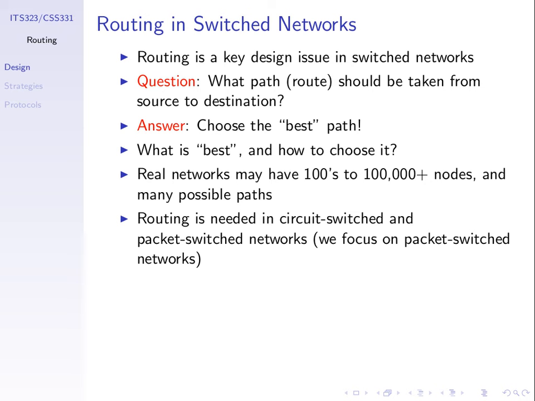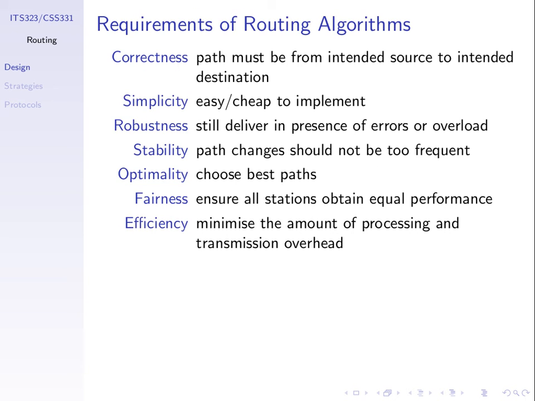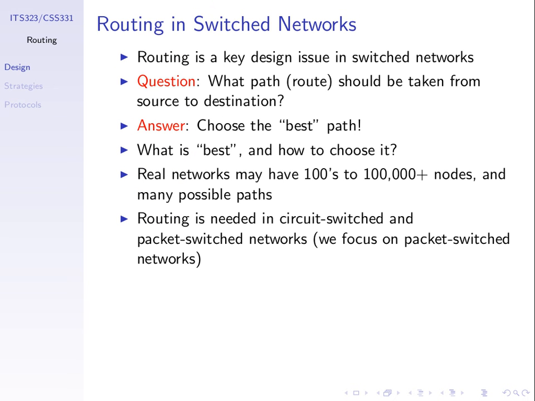Routing is necessary for both circuit and packet switch networks. In circuit switching, we need to choose the path to set up the circuit. In packet switching, we need to choose a path for our packets to take to get to the destination. There may be some different issues. Packet switching, and especially datagram packet switching, is a key part of the internet, so we're going to focus on packet switching from now on. Today we'll just introduce the concept of routing.